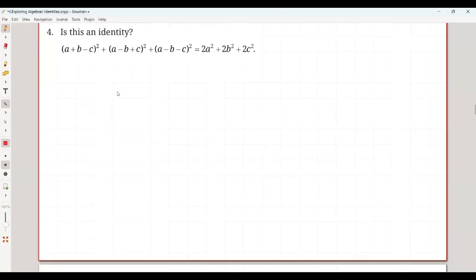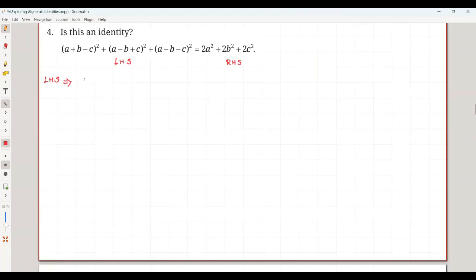Fourth question. Is this an identity? They are asking, is this an identity? So identity means the left hand side and right hand side should be equal. So we are going to check whether the left hand side and right hand side are equal or not. We take this as our LHS and this as our RHS. First I'm taking LHS and I'm going to simplify it. If I get the same RHS, it is an identity. Otherwise, this is not an identity.